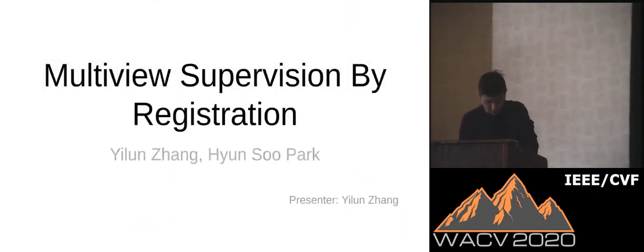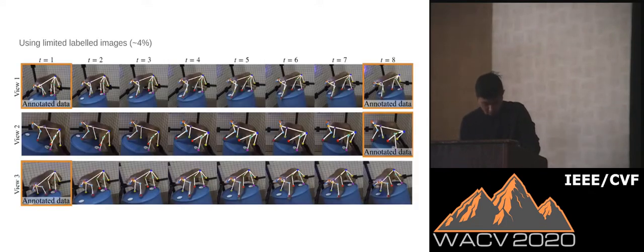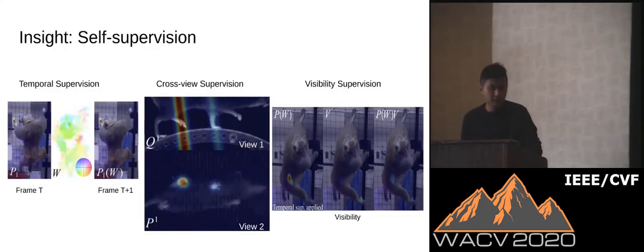So I'm Zhang. I'm going to talk about our newest key point detection framework, multi-view supervision by registration. Our input is a multi-view image stream, and we output key point detections of all frames and fields. The challenge is that we only have limited annotation, and we cannot train a generalized model. For example, here, we only have 4% annotated images.